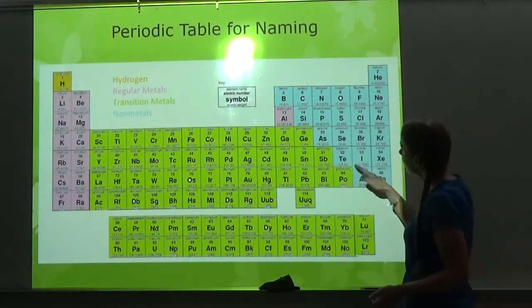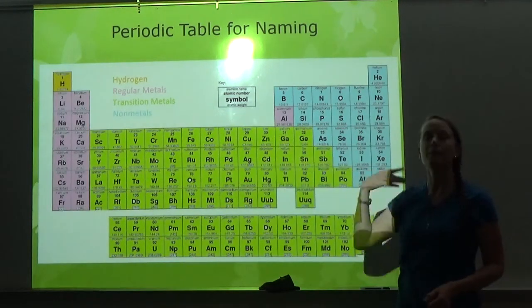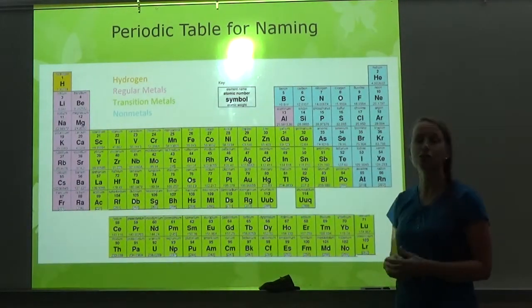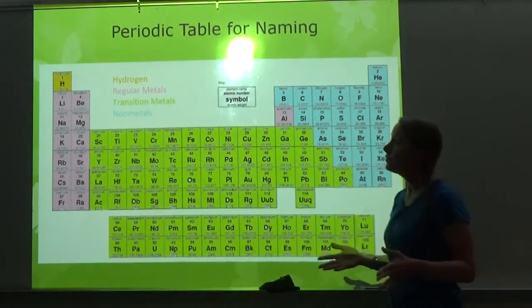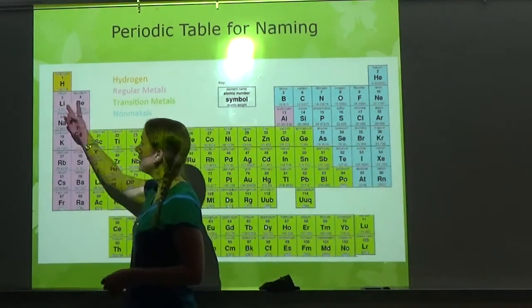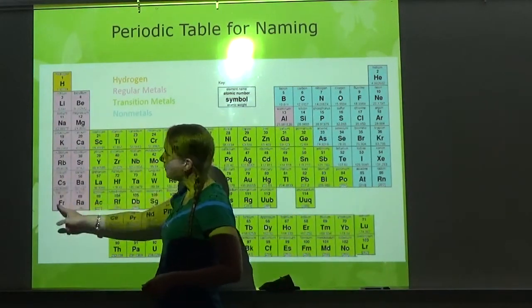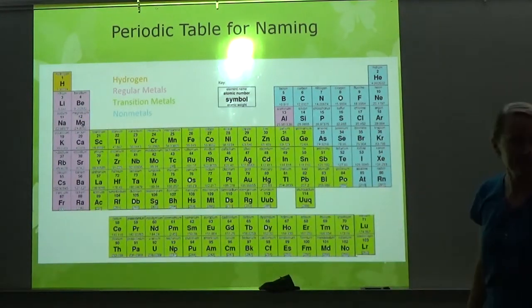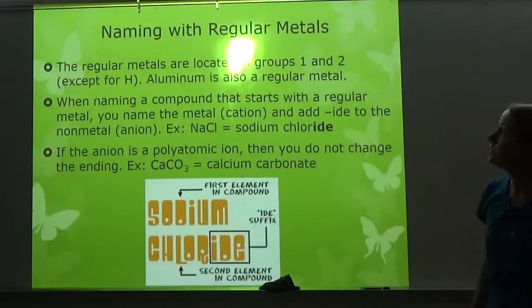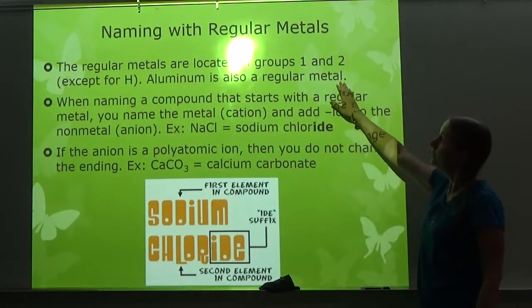And then it could start with a non-metal, which of course are on the right of the stair step, including hydrogen, but most of the compounds that I give you that start with hydrogen are going to fall in the acid category. Alright, so for this lesson video, we're going to learn how to name compounds that start with a regular metal, which means it starts with something from group 1 that's not hydrogen, or group 2, or aluminum. So the regular metals are located in groups 1 and 2, but not hydrogen, and aluminum.